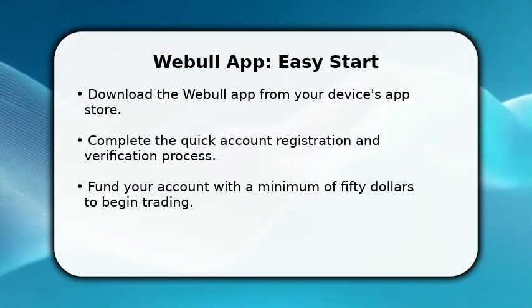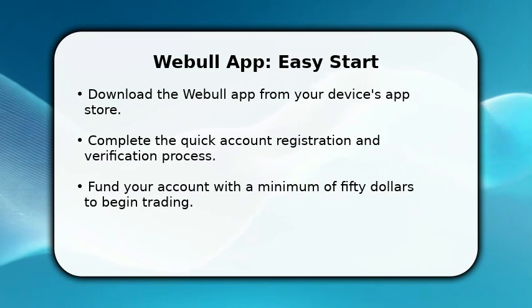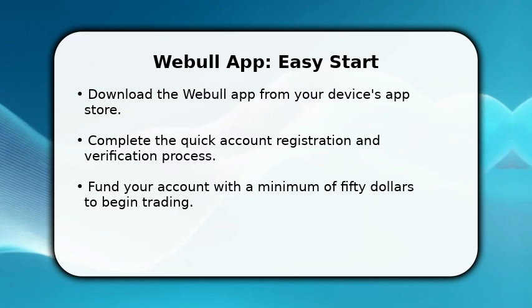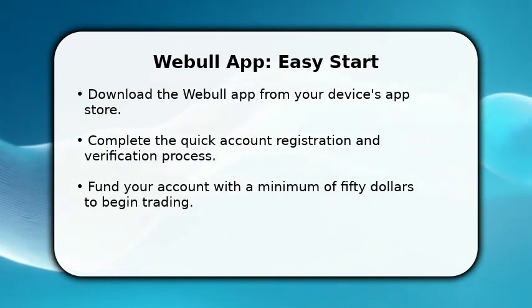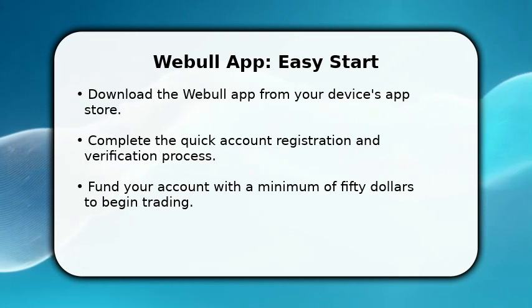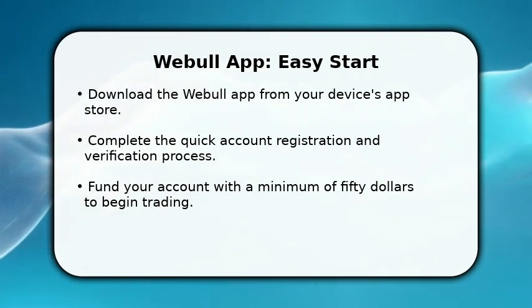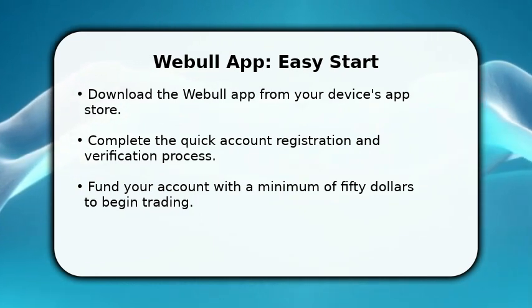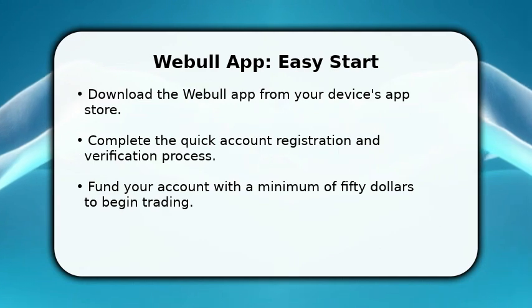In this video, I will show how to use the Webull trading app. First, download the Webull app from your mobile device's app store. Once installed, open the app and follow the simple steps to register your account. You'll need to provide some basic information and complete a quick verification. After that, fund your account with at least $50 to unlock trading capabilities. It's a straightforward process designed for new users.